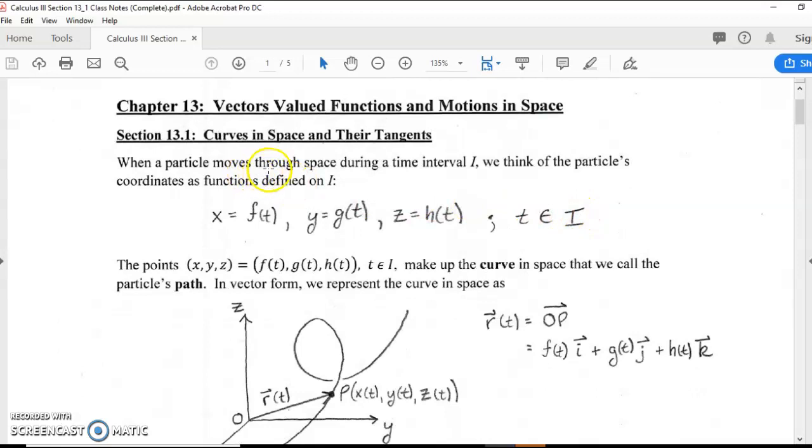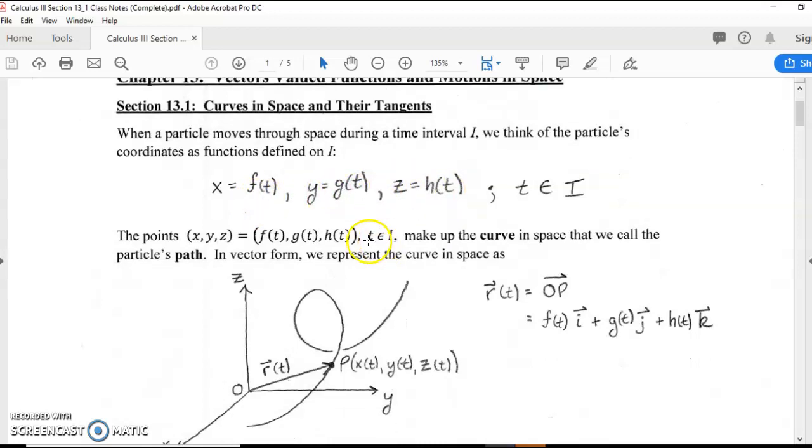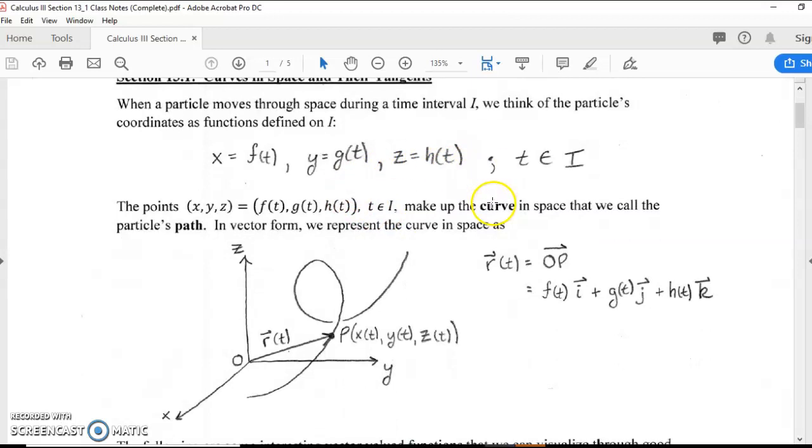Okay, so when a particle moves through space during a time interval I, we think of the particle's coordinates as functions defined on that time interval. So x will be a function of time, y will be a function of time, z will be a function of time. This author calls them f of t, g of t, and h of t. They represent the x, y, and z coordinate at that specific time t. Some authors will write it x of t, y of t, and z of t. This author writes it as f of t, g of t, and h of t.